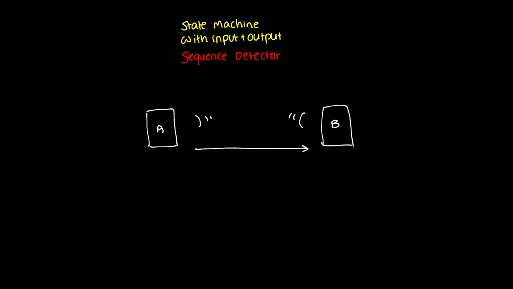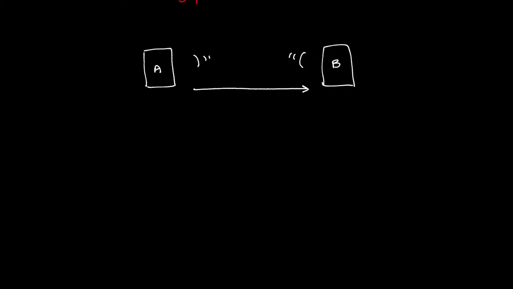So I have a single input in my state machine, which is basically a bit. At every clock cycle, B will receive a bit over the air, and it is going to sample that bit to see if over a series of several cycles, there's a predefined sequence of bits.